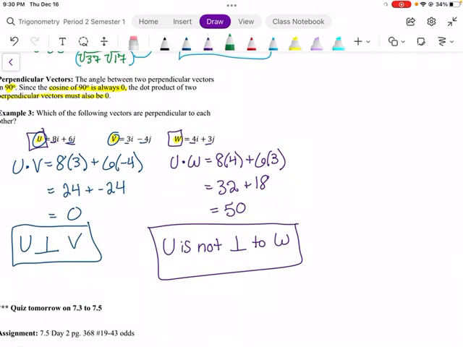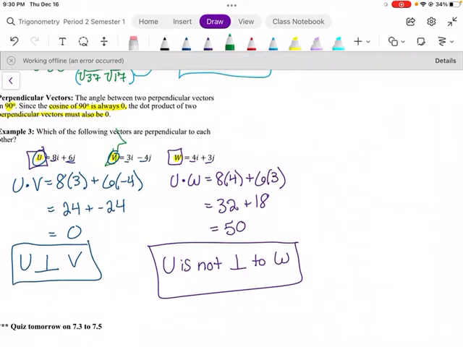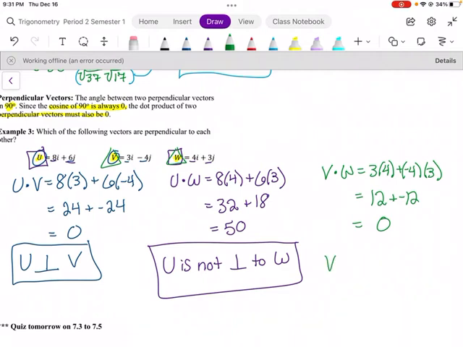And the last two that we haven't done yet are v and w. So if we do the dot product of v and w, that would be 3 times 4 plus negative 4 times 3. We will get 12 plus negative 12, which does equal 0. So v is also perpendicular to w. So that's how you can tell if two vectors are going to be perpendicular or not, is if their dot product equals 0.